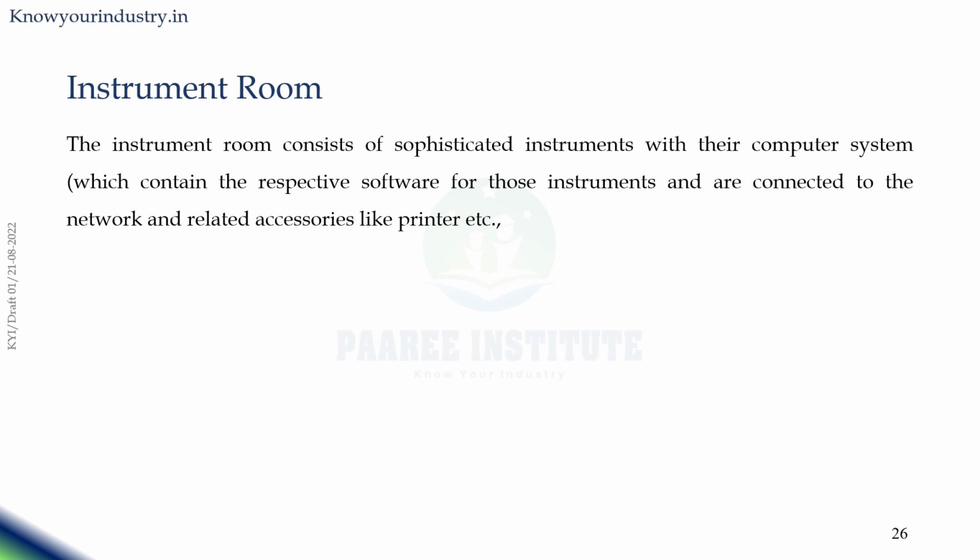Now we come to the instrument room. The instrument room consists of sophisticated instruments with their computer systems, and the computer systems have the respective software for those instruments and are connected to the network and related accessories like printers, etc. So the instrument room will contain all kinds of instruments with their computer systems connected to printers and other network systems.